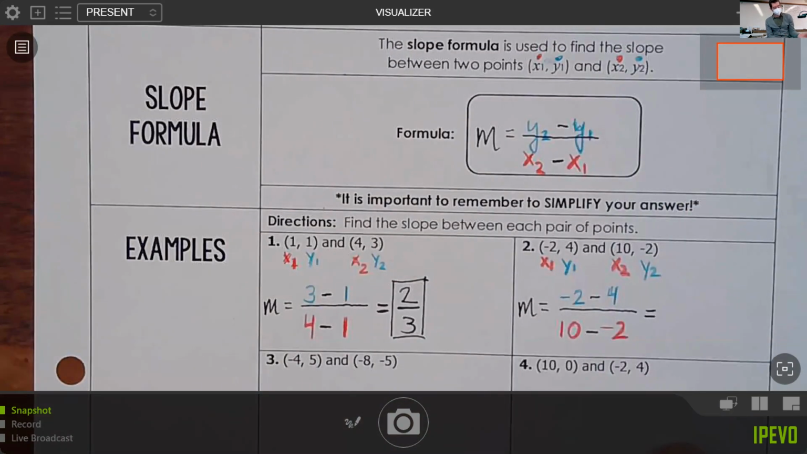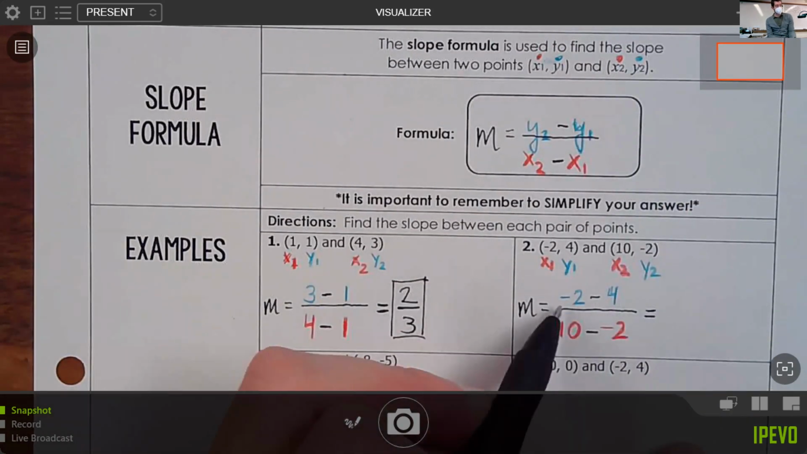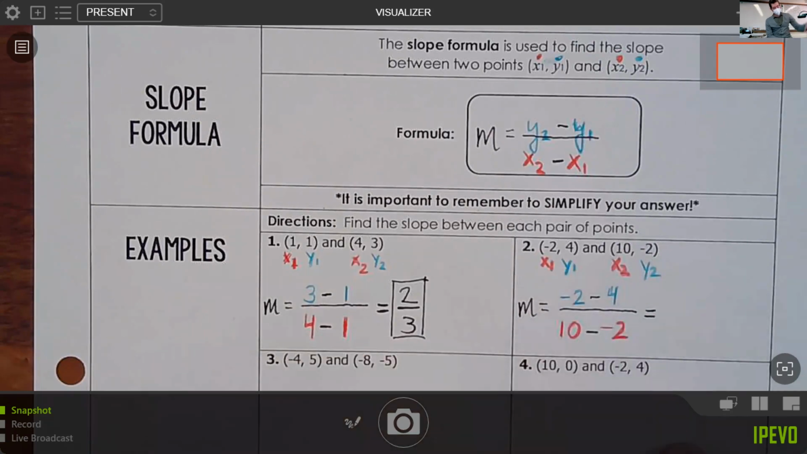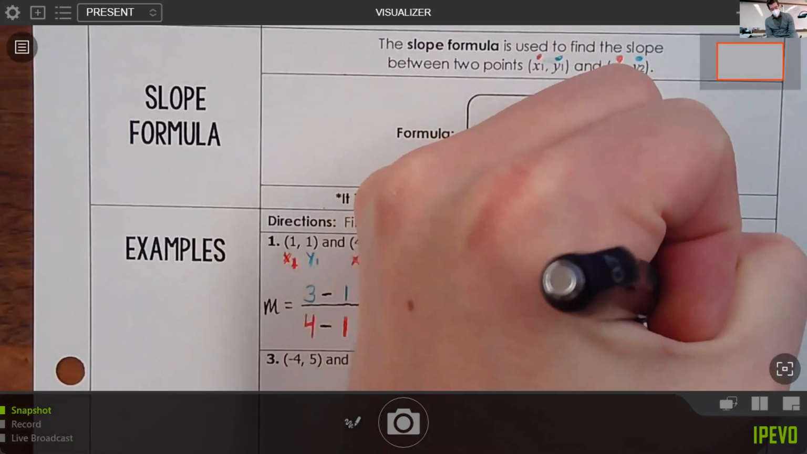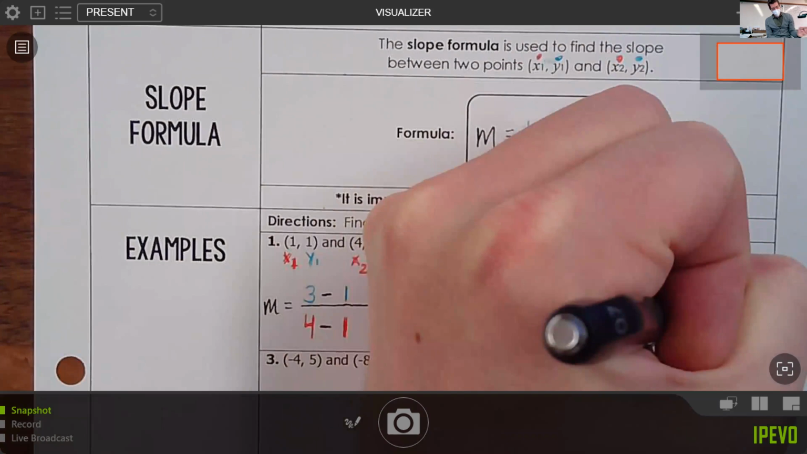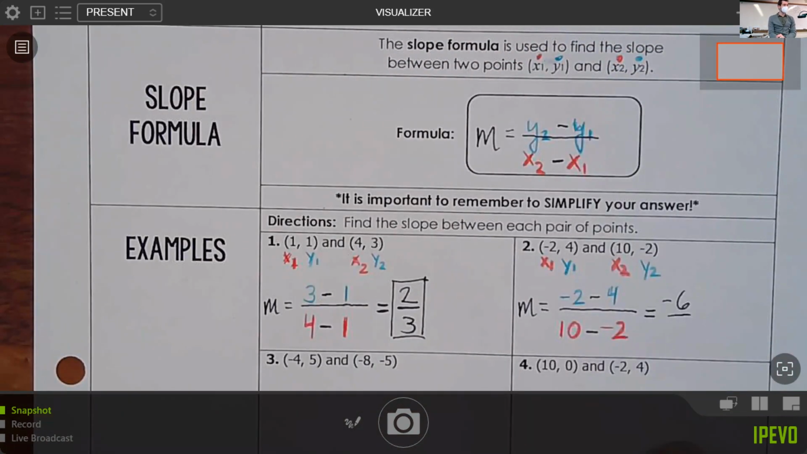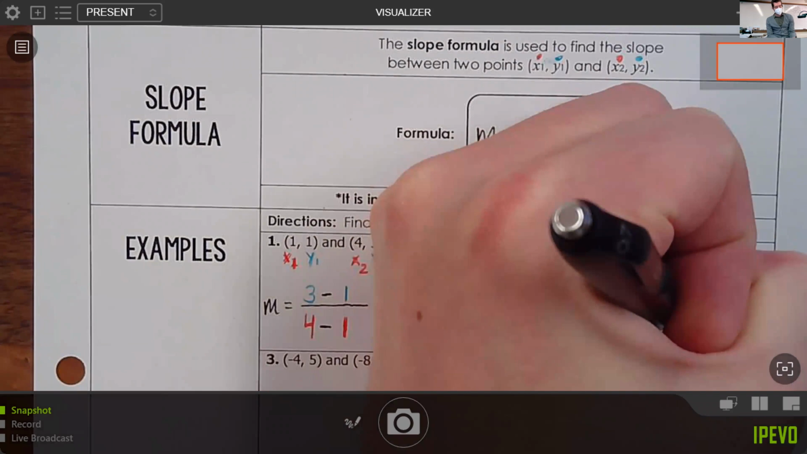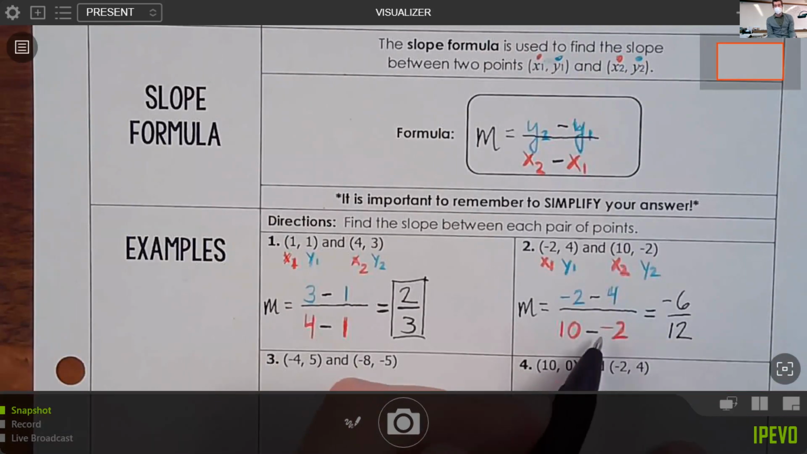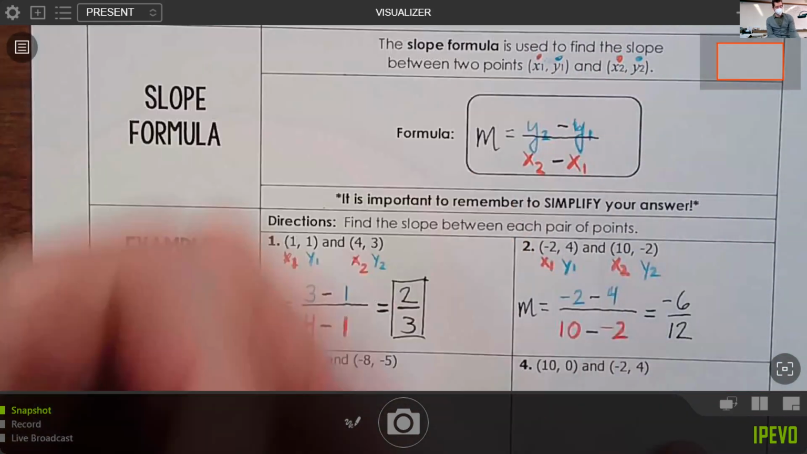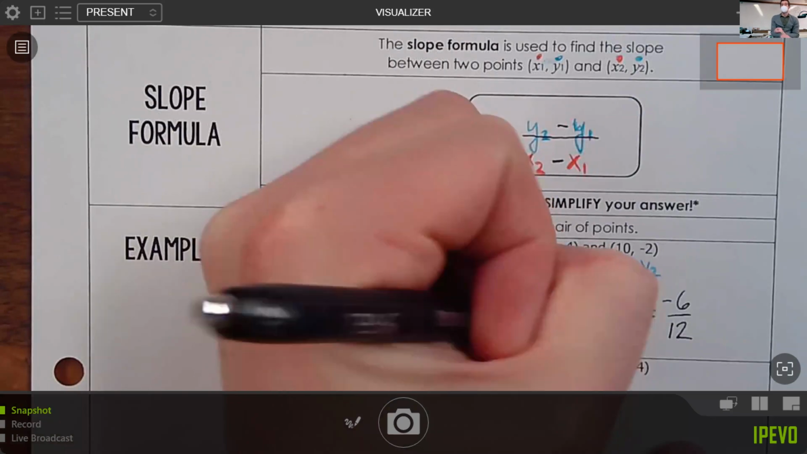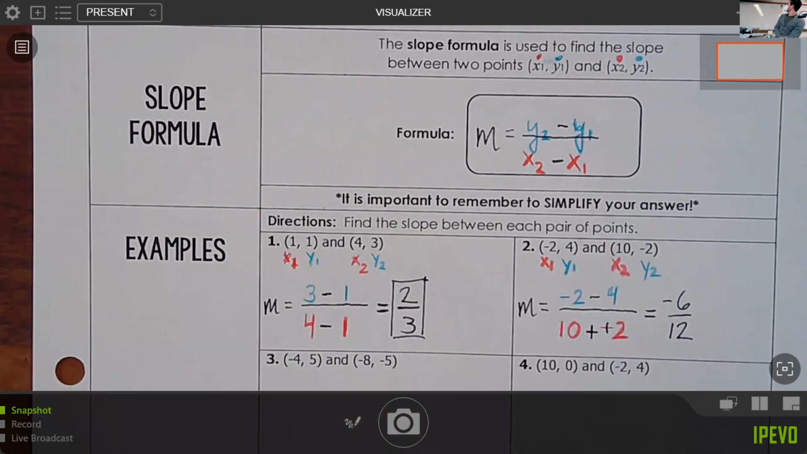-6. Good. Because if we start at -2 and we take away 4 more, it keeps going down on the number line, which puts us at -6. All right. Over 10 minus -2 is +12. Subtracting a negative is actually the same as adding a positive. So we can just make that 10 plus 2, which is 12.